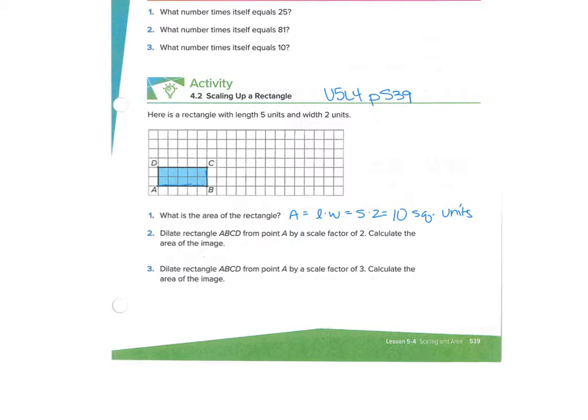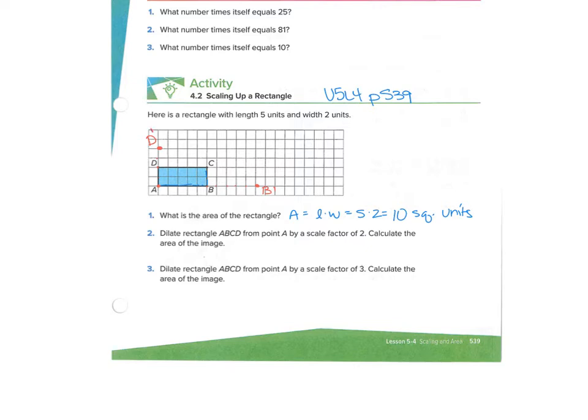So it says we're going to dilate rectangle ABCD from point A by a scale factor of 2. Calculate the area of the image. So we've done this before. So this is my center. A won't change, but B, C, and D are all going to be twice as far away. So B prime will be 5, the first 5, and then 1, 2, 3, 4, 5 more. That's my B prime. D prime will be 2 and 2 more, double the distance away.